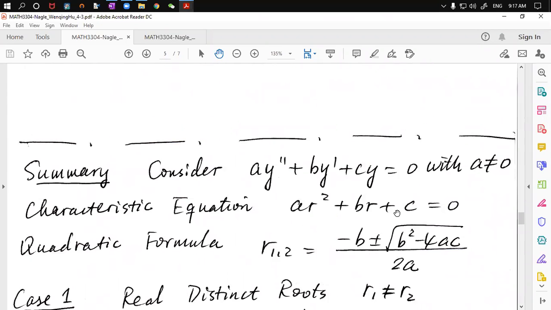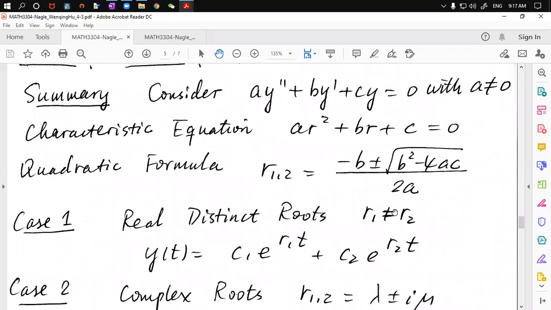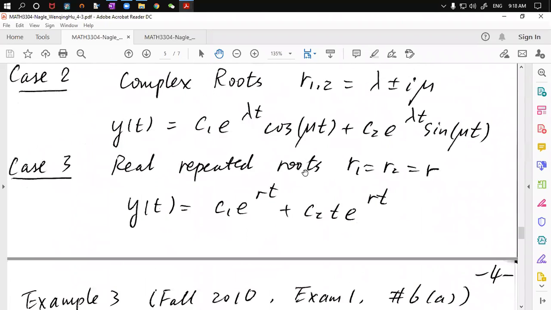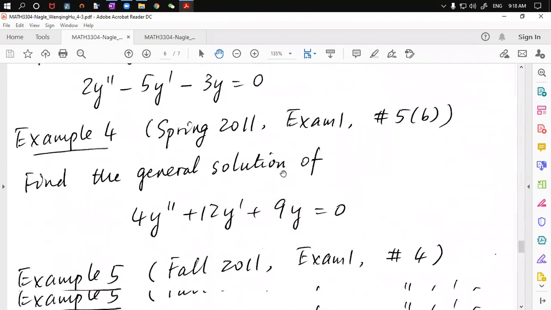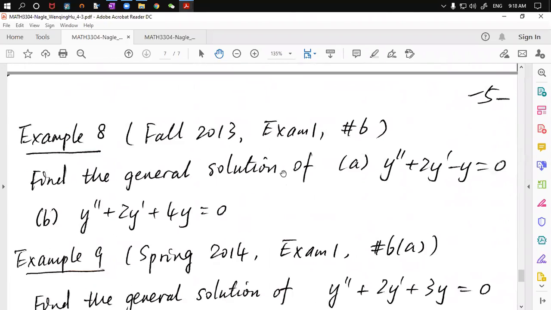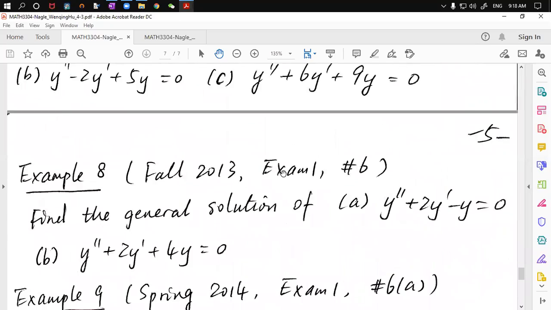So this is a general summary of those formulas that you might need for your upcoming exam. So how do you calculate these second order constant coefficient homogeneous equations? I have given you quite a lot of examples in the lecture notes that you can find on Canvas.